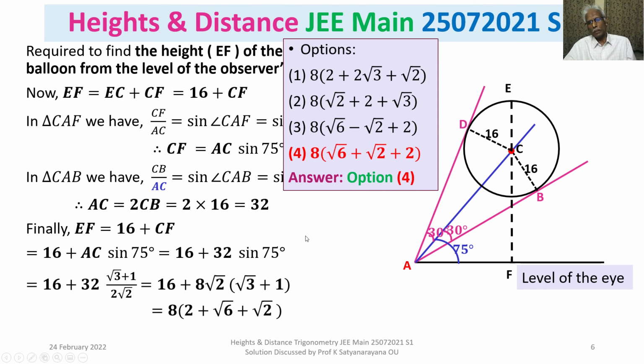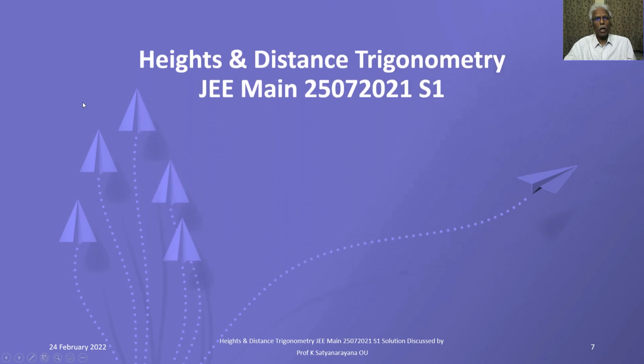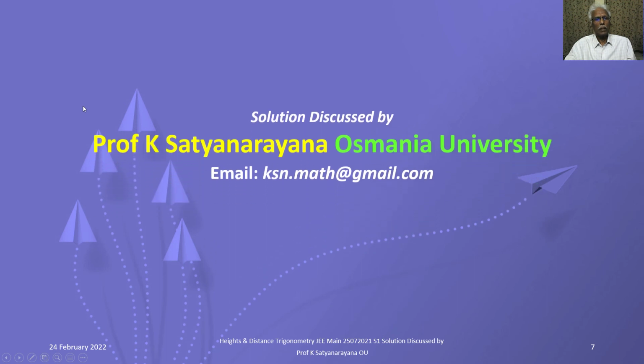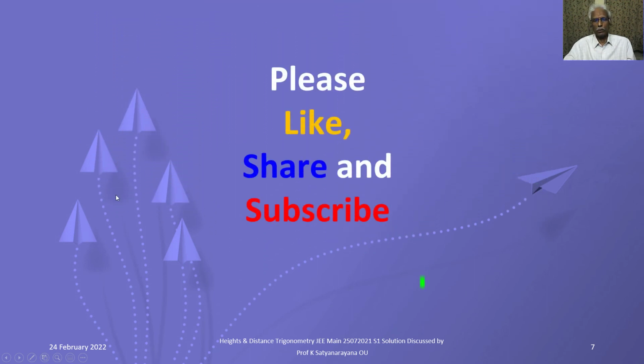So that is the discussion of the solution of the problem on heights and distances from the section trigonometry. I hope that you have understood the solution of the problem and go on working out some more problems from heights and distances, and it is a very important section.